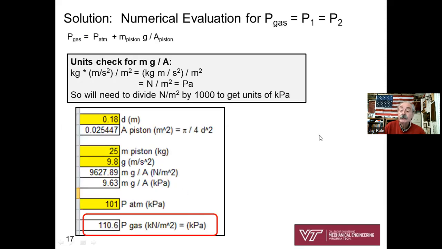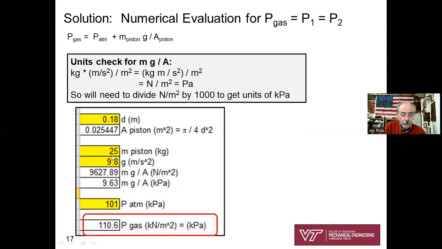All right, so now numerical evaluation. Here's our governing equation that you derived. You didn't get this formula from the book. You derived this, okay? And so we did the units check. We're going to have to divide this term by 1,000 to get kPa units. So here the D is 8.18 meters. We're going to solve the area of the piston, pi over 4 D squared. Not going to insult your intelligence on deriving how to do that. Just keep your units straight to get the area in square meters correct.